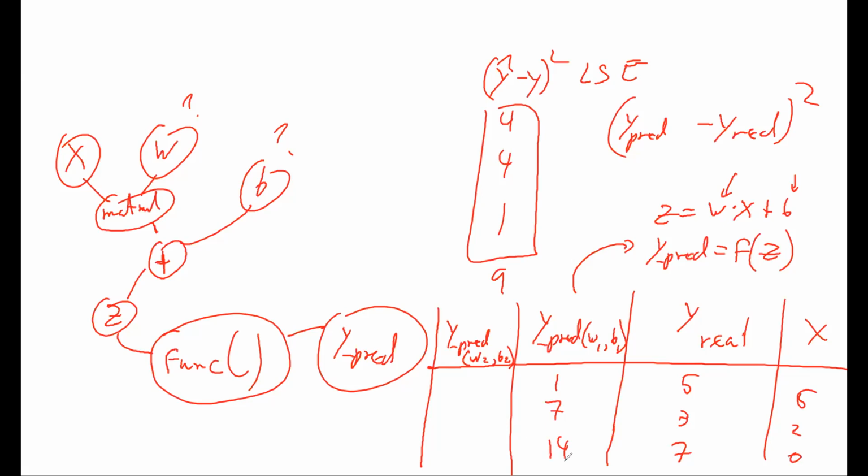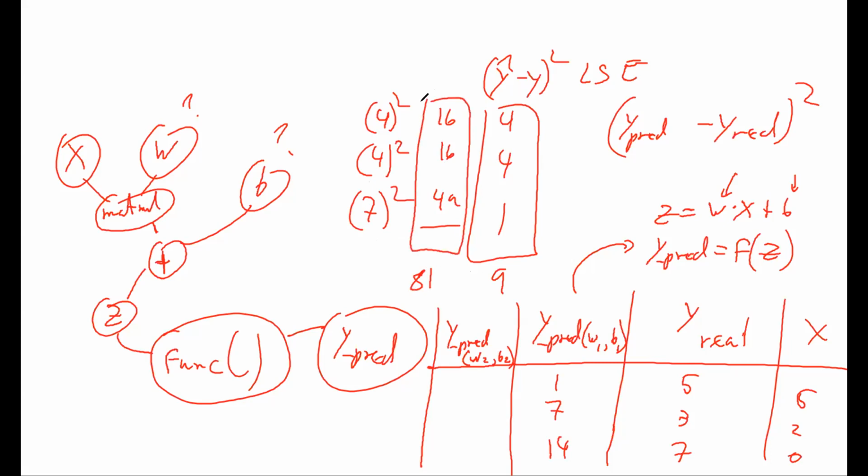So now I take the difference of those and square them. Remember, the sign doesn't matter because I'm going to square them, so the difference here is 4 squared, the difference here is 4 squared, and the difference here is 7 squared. So this is 16, 16, and 49, a really large number. I add these: 16 plus 16 plus 49 is 81. So you've got 81 for weights W2 and B2, or you got 9 for weights W1 and B1.